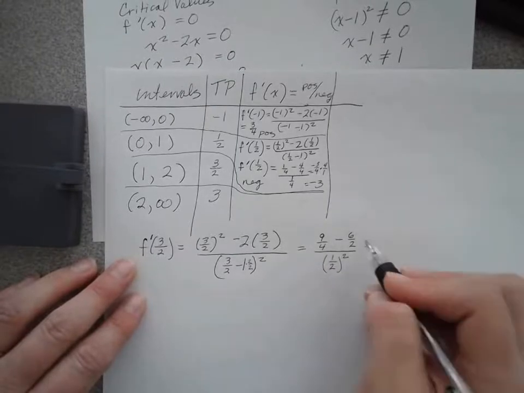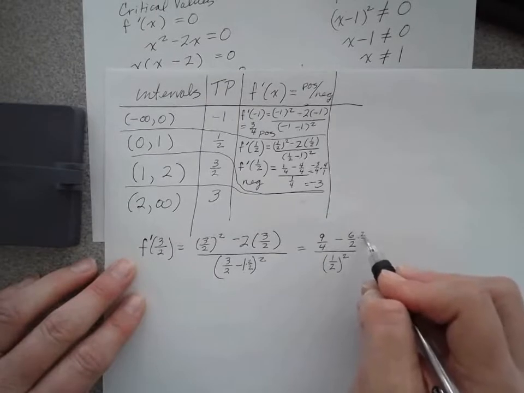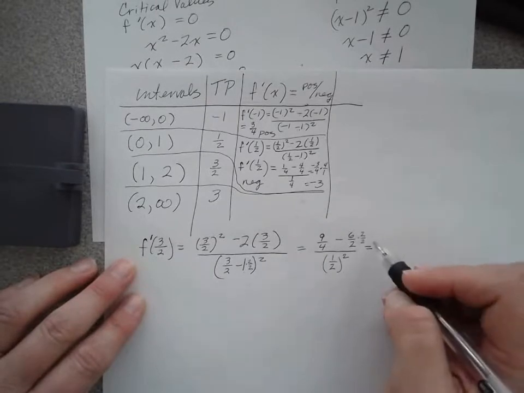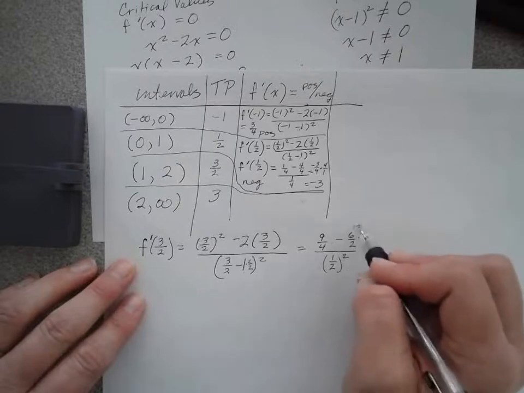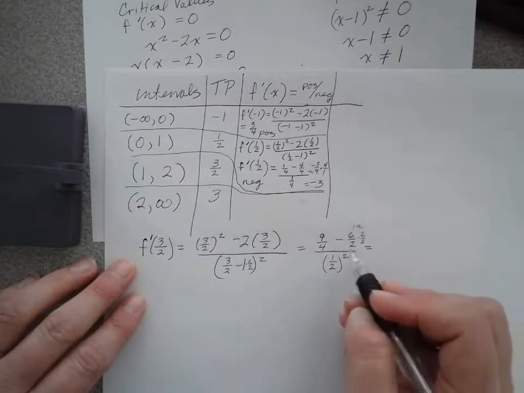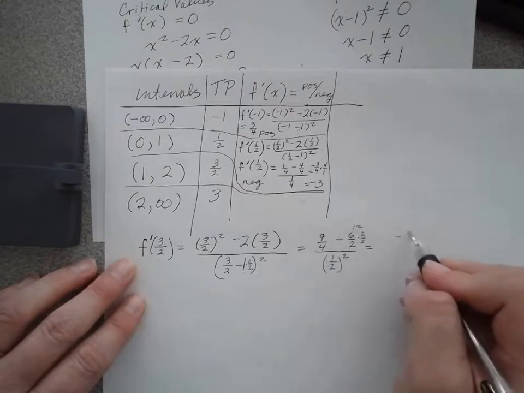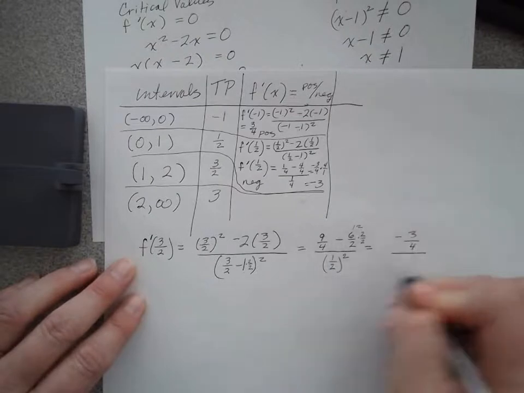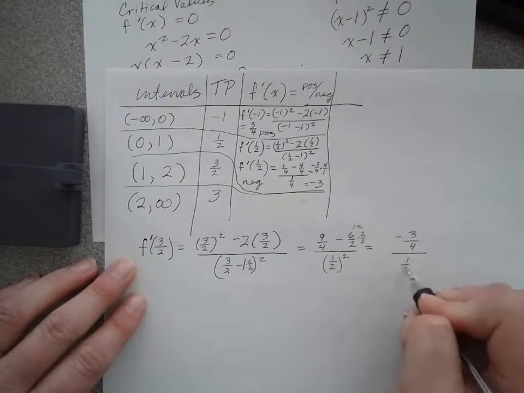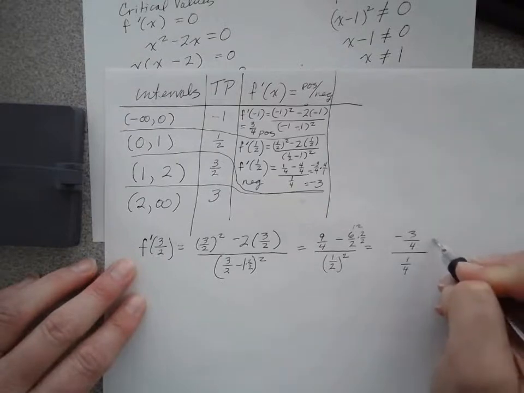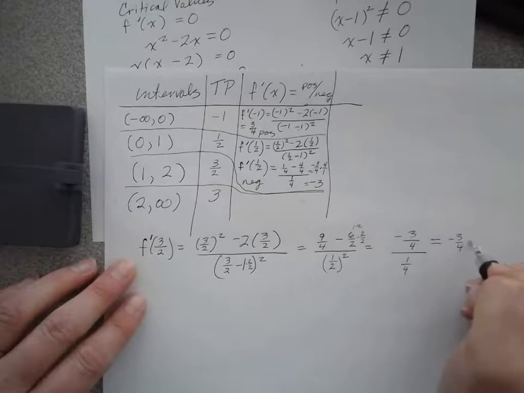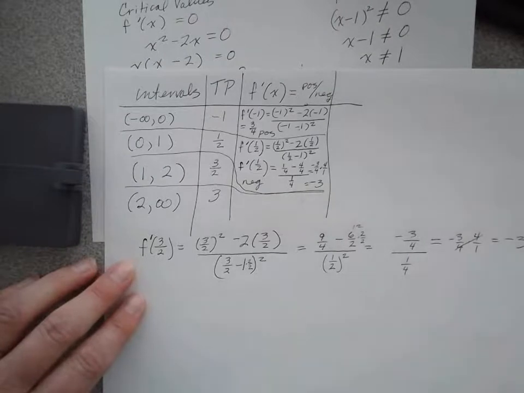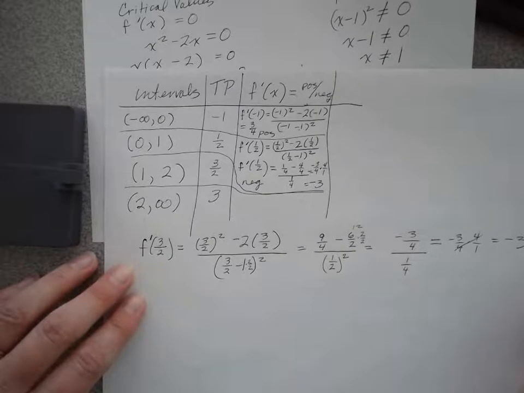Okay, and then multiply 6/2 by 2 over 2 to get a common denominator in the numerator. So that's going to be 12 over 4. So 9 minus 12 is negative 3 over 4, over 1/2 squared, which is 1/4. So flip and multiply: negative 3/4 times 4 over 1 is going to be negative 3 also. Okay, so that's negative, so that's for the interval 1 to 2.